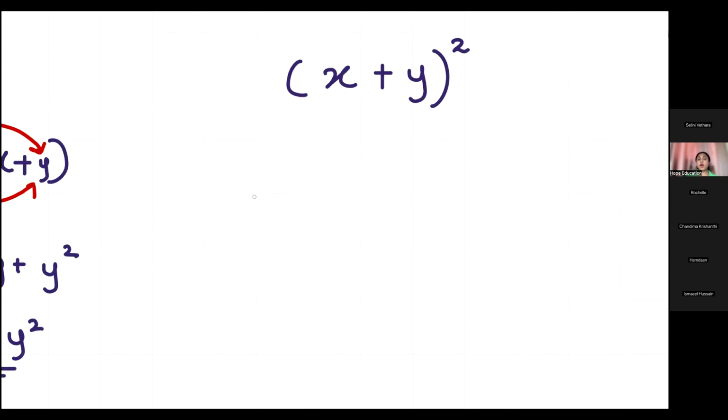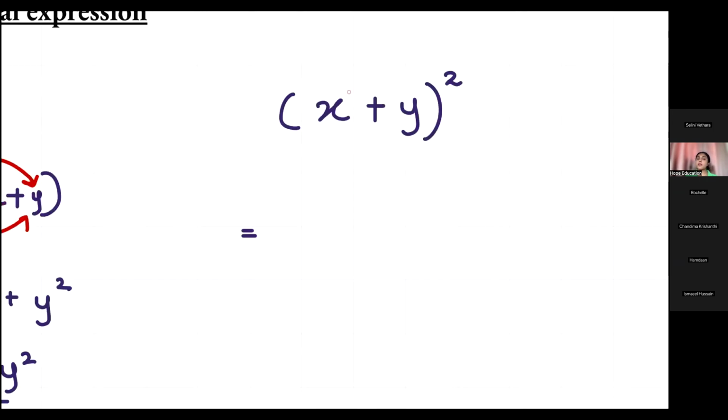You take the square of the first term. What is the square of the first term? So this is plus x. The square of x is x times x, which is x squared. So you take the square of the first term. The first term is x, so the square of the first term is x squared.